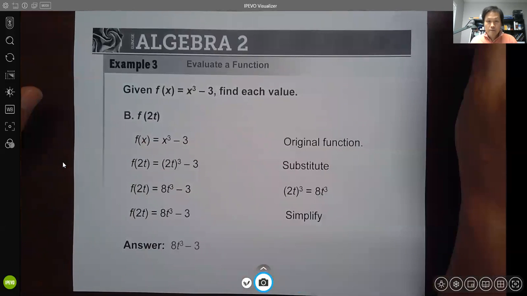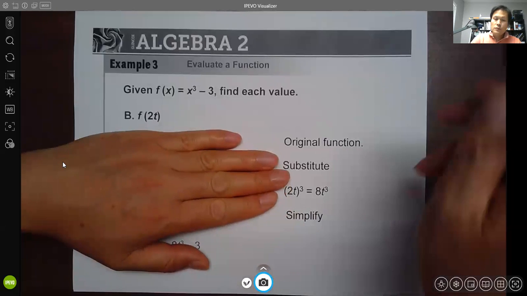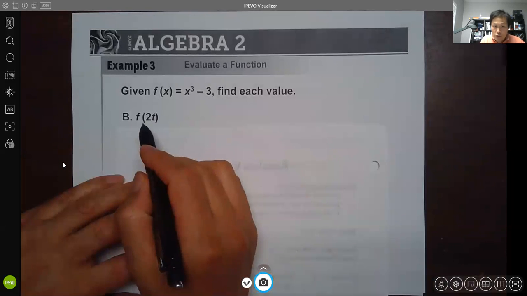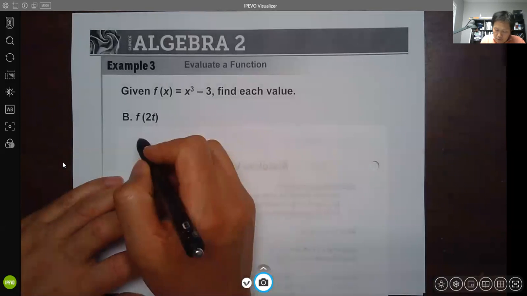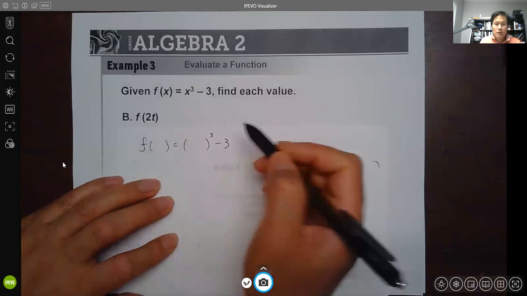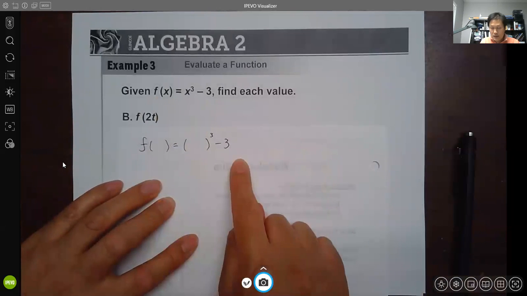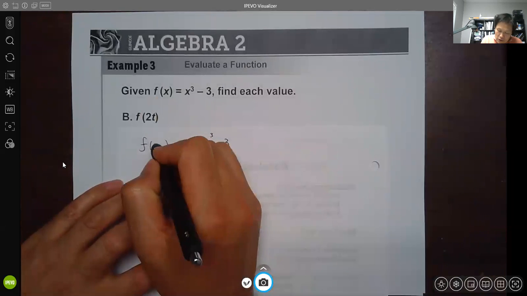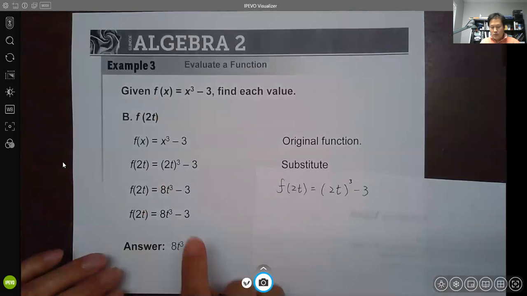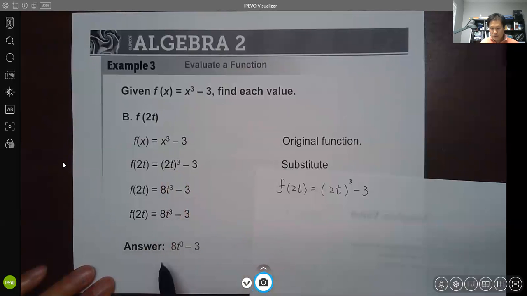Same function, I am asking f of 2t. So here is what I want you to do. When you try to do something like this, I want you to set it up: f of something equal to something cubed minus 3. So just set up using parentheses first like this. Then what's inside here? 2t. Then you put 2t. So that's this. Then you cube the parentheses, you evaluate it, and that's the answer.